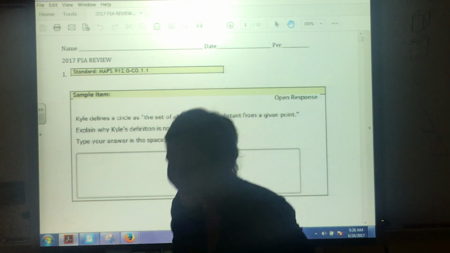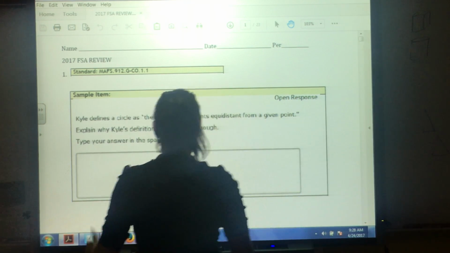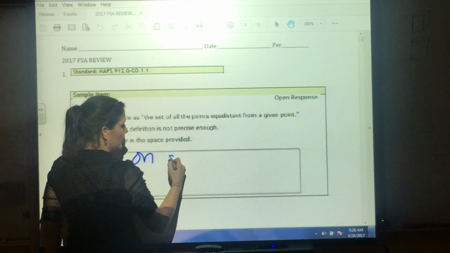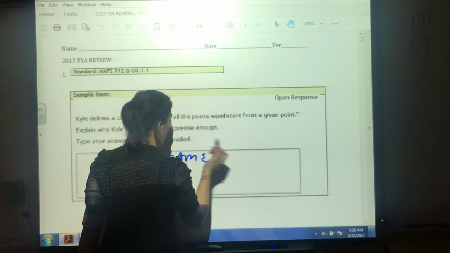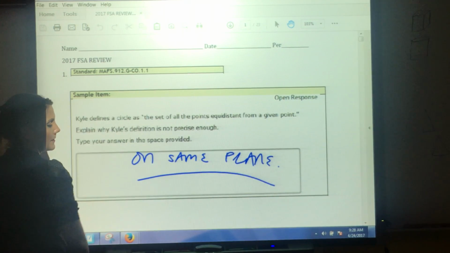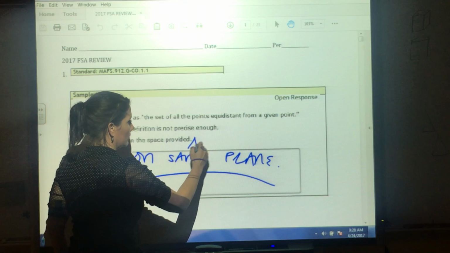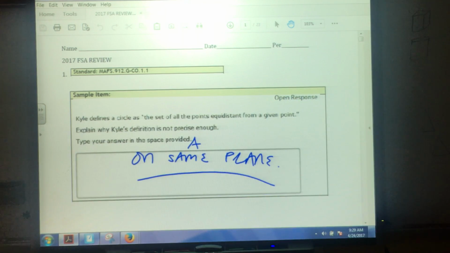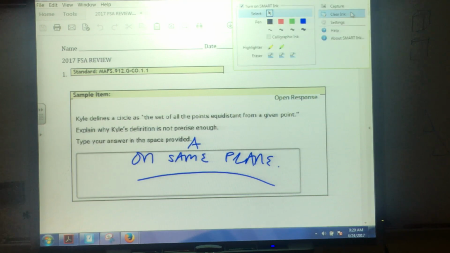So what he has to specify is that it is on the same plane, or on a plane, whatever. You have to specify that. On a plane, on the same plane. You get it. We've done that before.